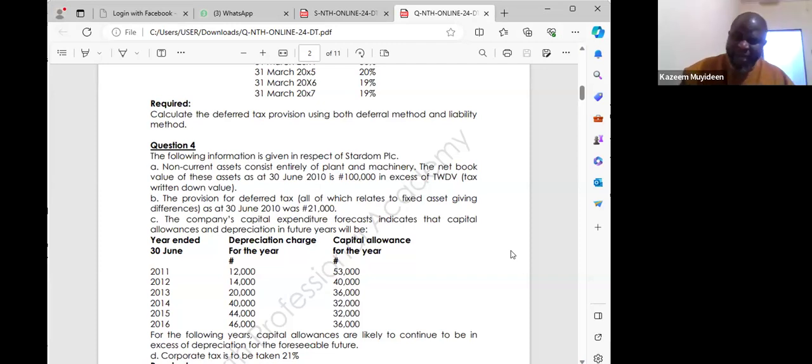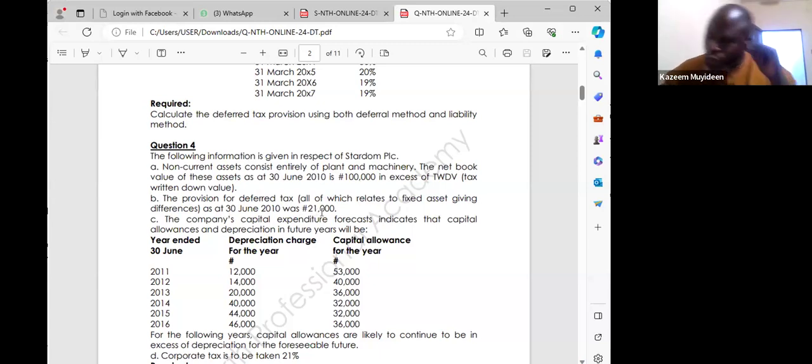When the carrying amount of an item is greater than the tax base, it's a deferred tax liability. So he has a deferred tax liability. The 100,000, if I multiply by the tax rate, it will give me the deferred tax liability. The provision for deferred tax, all related to the fixed asset timing difference, was 21,000.